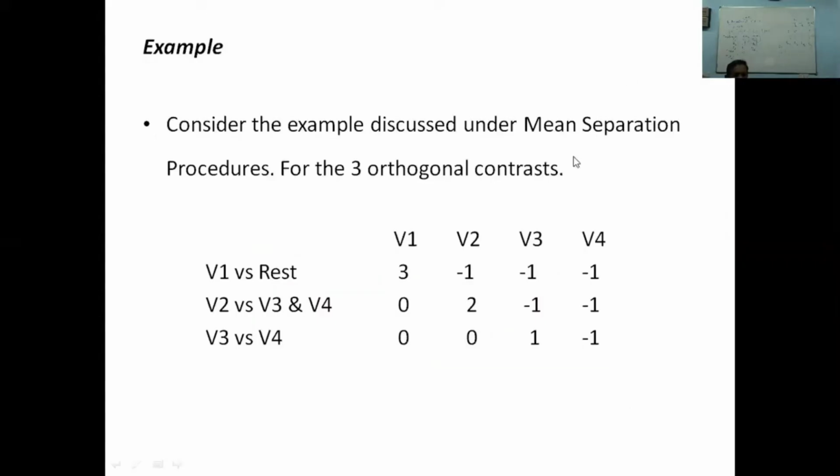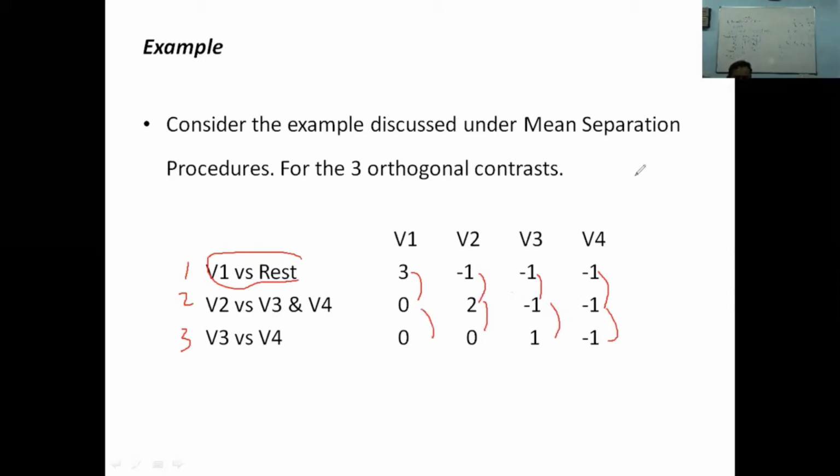Right. Now we have come to an example. 4 varieties are there, right? How many contrasts can we formulate? This is contrast 1, this is contrast 2, this is contrast 3. We can formulate only a maximum of 3 contrasts. So V1 versus the rest. V2 versus V3 and V4. And the last one is V3 versus V4. So you multiply and see, all the coefficients give 0 values, right?